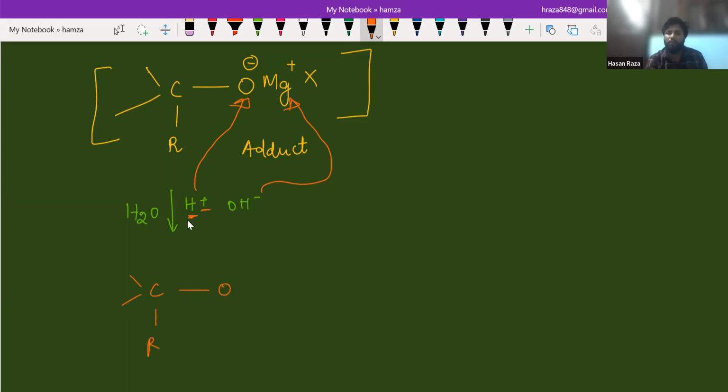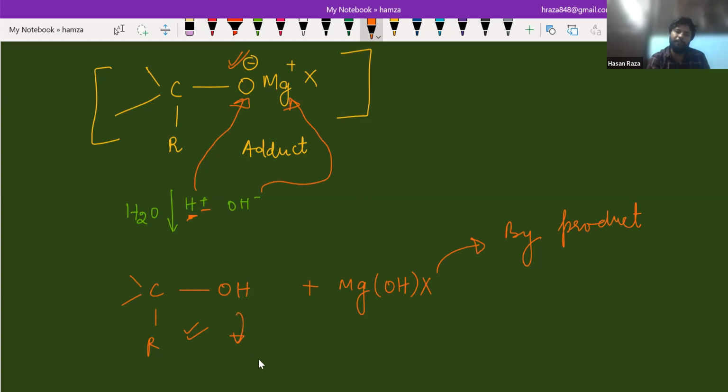With O minus, which one goes? Hydrogen. So you can see this will have negative charge, this will have positive charge. They will be cancelling with each other, plus minus, and it will be alcohol now. And now you can see Mg has plus charge and this OH has negative charge. So this will be the byproduct, and this will be the main product.